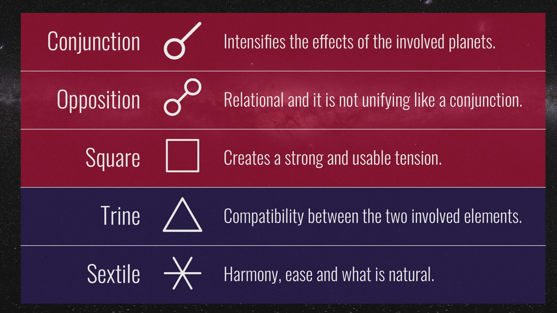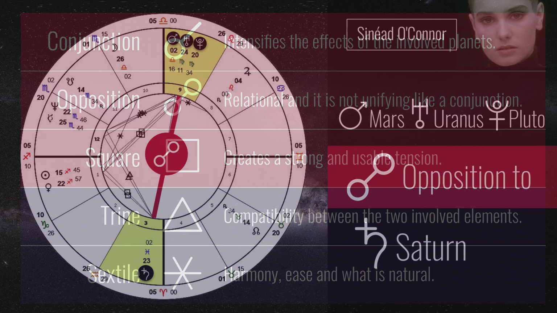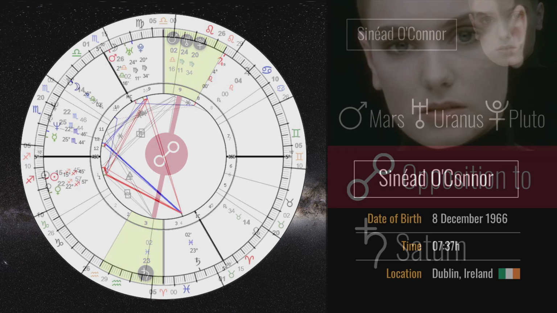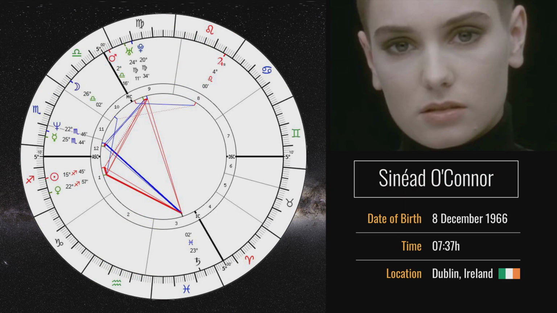It's exactly what it sounds like. The two planets are opposite. So in Sinead O'Connor's chart, Saturn is opposite Pluto and Uranus. And it's also within 10 degrees of opposition to Mars. So allowing a 10-degree orb, it would be considered opposite all three of those planets. The opposition is going to be indicated by a red line. It's going to be the longer of the red lines.